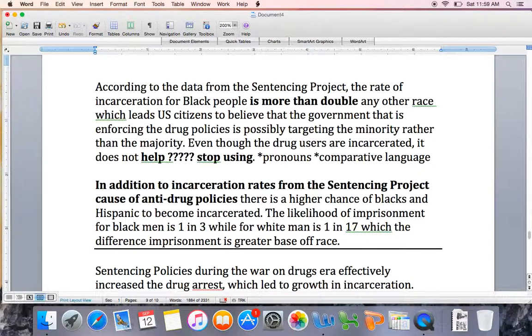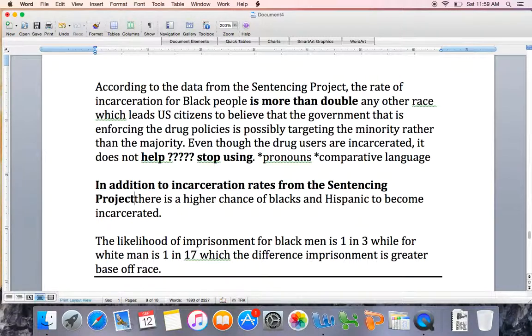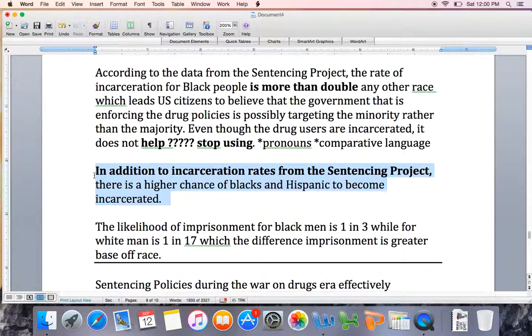In addition to incarceration rates from the Sentencing Project cause of anti-drug policies, there is a higher chance of Blacks and Hispanic to become incarcerated. This sentence is unclear to me. In addition to incarceration rates from the Sentencing Project, so you're saying the Sentencing Project talks about incarceration rates, but there's also something else I want to talk about from the Sentencing Project, and that something is that there is a higher chance of Blacks and Hispanics to become incarcerated. So this part right here is really unnecessary. And then all of a sudden it makes more sense. There is some more revision you can do, but for now this makes at least sense.